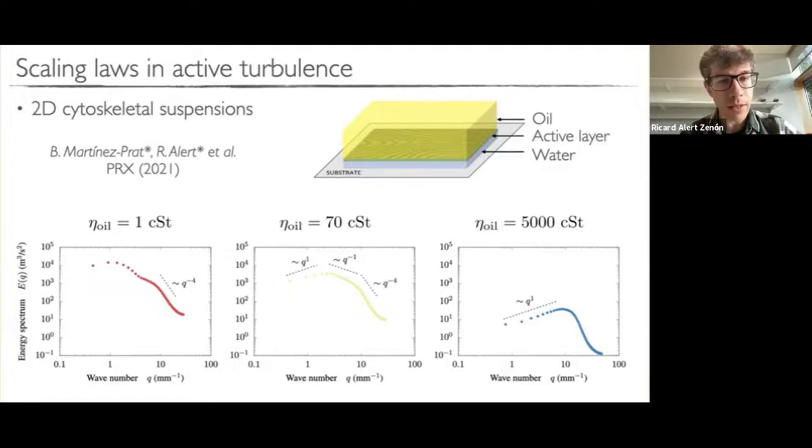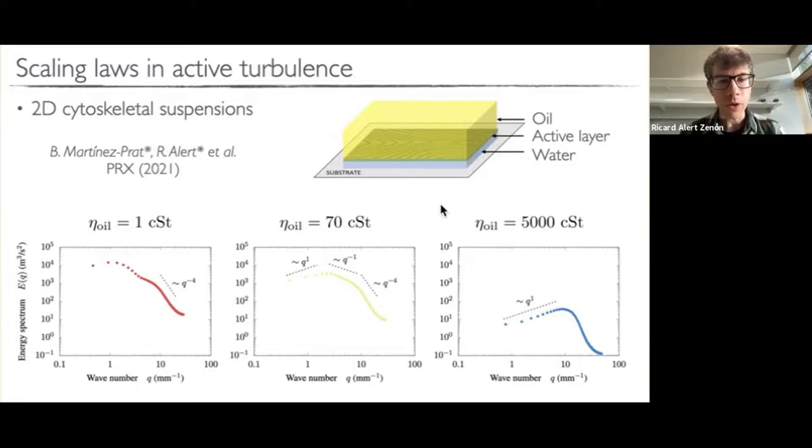What we found is that this is actually due to the fact that there's dissipation going on in the oil. This is an external source of dissipation. And once we account for it, then we can actually also explain the Q to the one scaling law. And it's clear that this is due to the oil, because if we go to extreme oil viscosities, then actually most of the spectrum is dominated by this new scaling law. Okay, so that's what I wanted to say about the experiments.